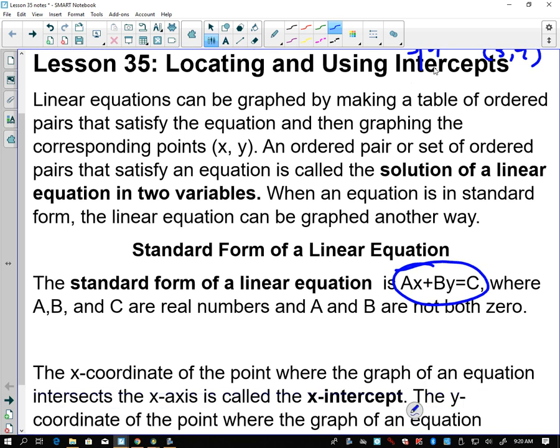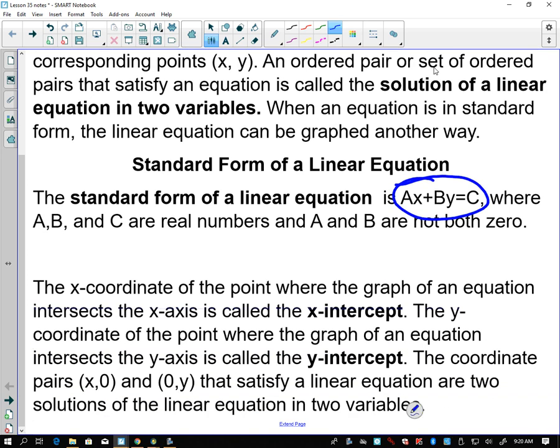The x-coordinate of the point where the graph of an equation intersects the x-axis is what we call the x-intercept. For instance, if I make a general graph here and I have a line that comes across here, this position is called the x-intercept, where it intercepts the x-axis. We may be more familiar with the y-intercept, because we've seen the slope-intercept form of the equation where we see something like this. That would be the y-intercept, but we also have x-intercepts.